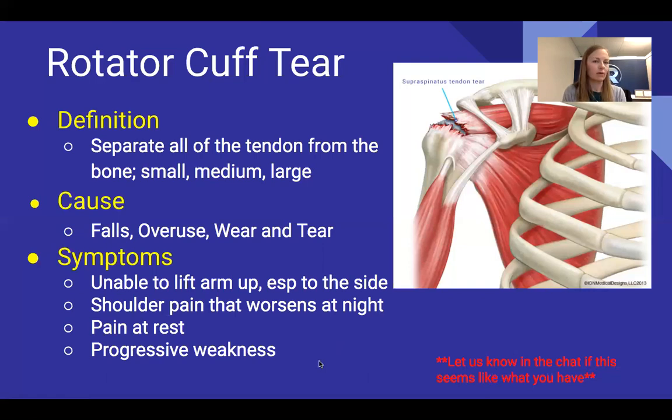I know, again, like we said, that we had one person that said they had a tear, but has anybody gone through having a rotator cuff tear repair that's listening tonight? Or do you think you currently have a rotator cuff tear? Again, let us know in that chat box.